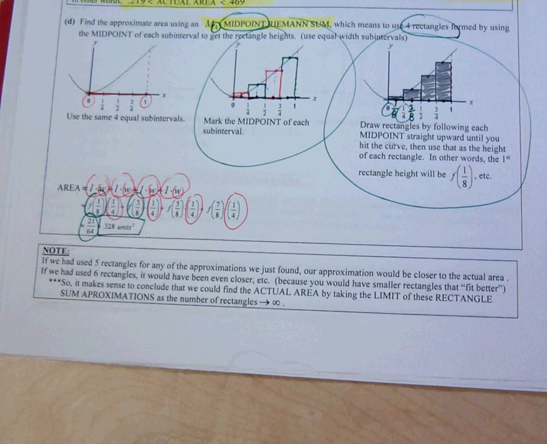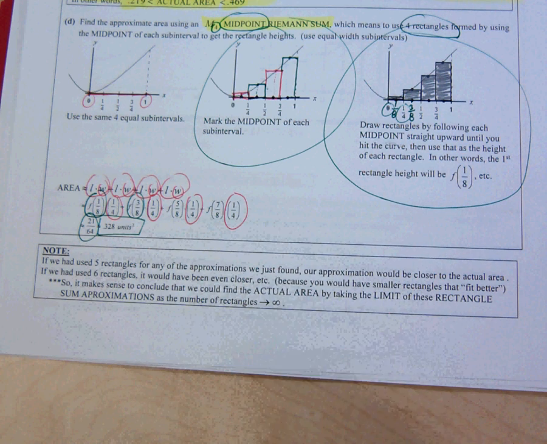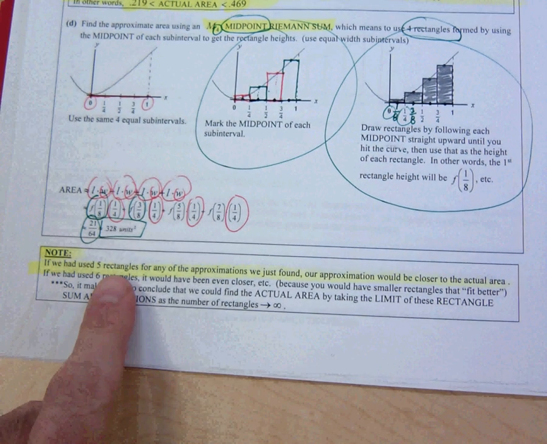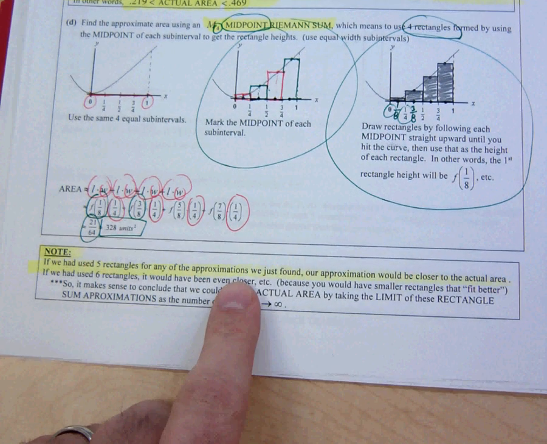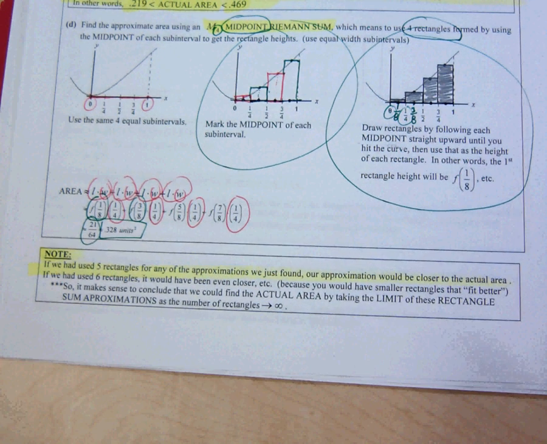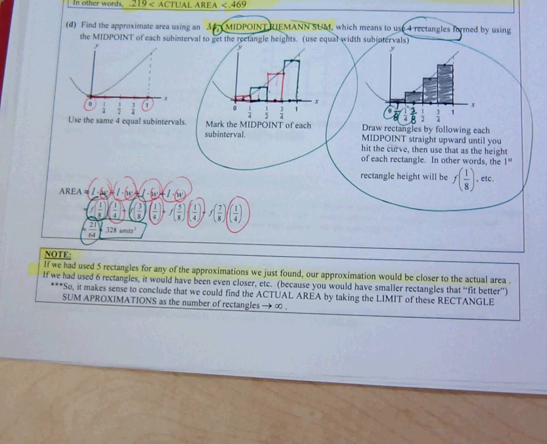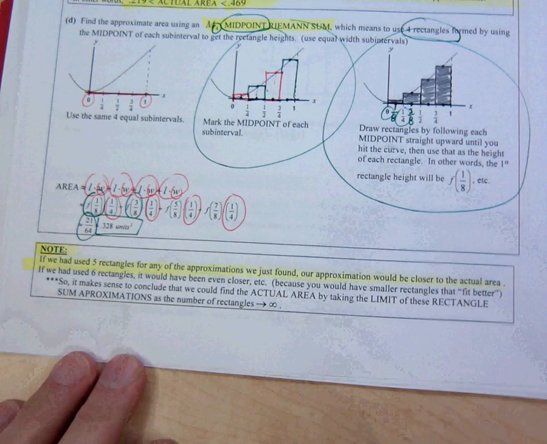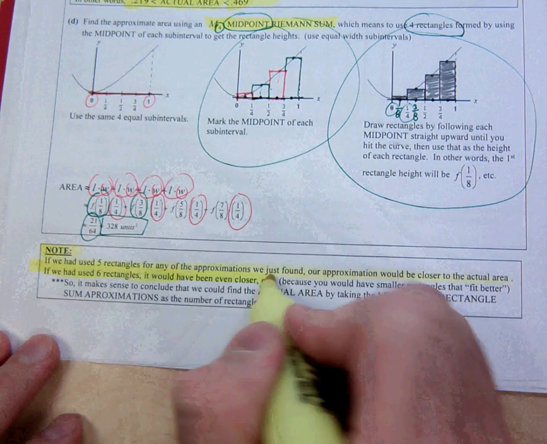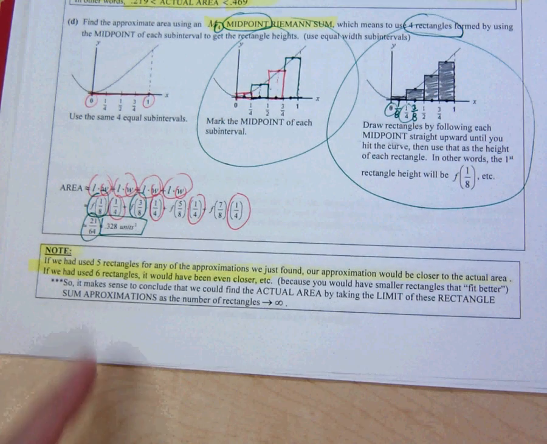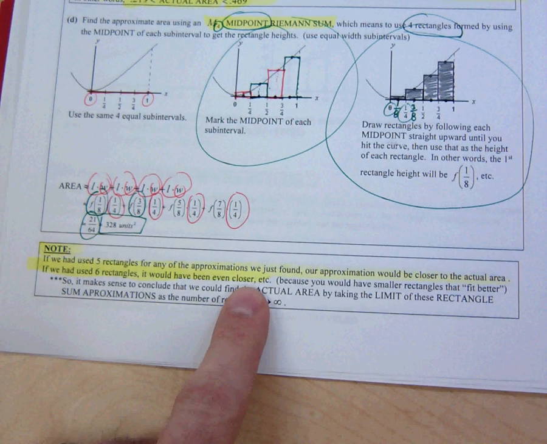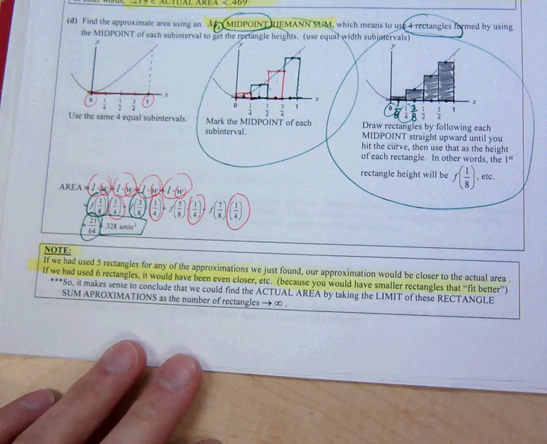Now, all right, so let's start talking about what's going to happen now if I start changing the number of rectangles. Suppose I had used 5 rectangles for any of those approximations. Well, if you think about that, 5 rectangles would be a better fit for the area under the curve. So you'd have a better approximation for the actual area. If we had used 6 rectangles, again, 6 rectangles would fit nicer in there than 5 or 4. And so the approximation you would get would be even closer to the actual area under the curve. Because again, you'd have smaller rectangles giving you a better fit.